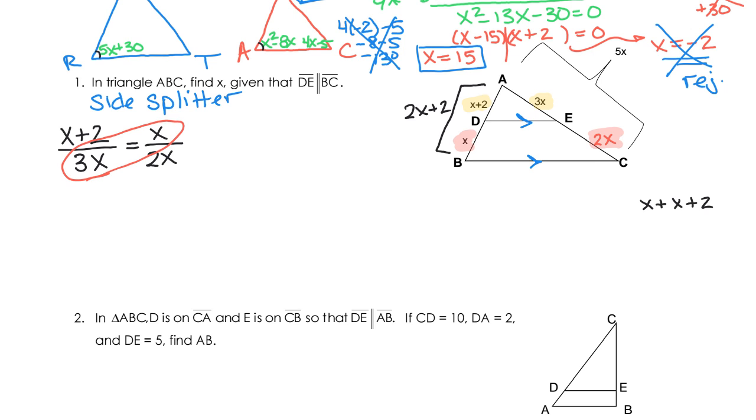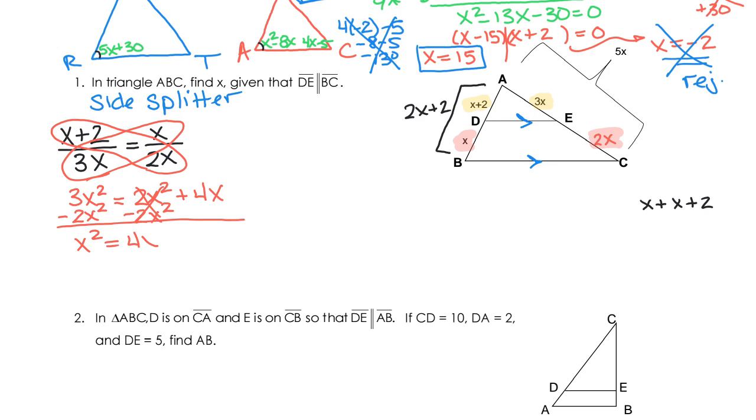So 3x times x is 3x squared, equal to my other cross. We just have to be careful that it's 2x times x, which is 2x squared, and then 2x times 2, which is positive 4x. Okay, because I have that squared term, I want to keep it positive, so I'm going to bring over my 2x squared this way, and I'll have x squared equal to 4x. And I know that I have a squared term, which means I'm going to have to factor.